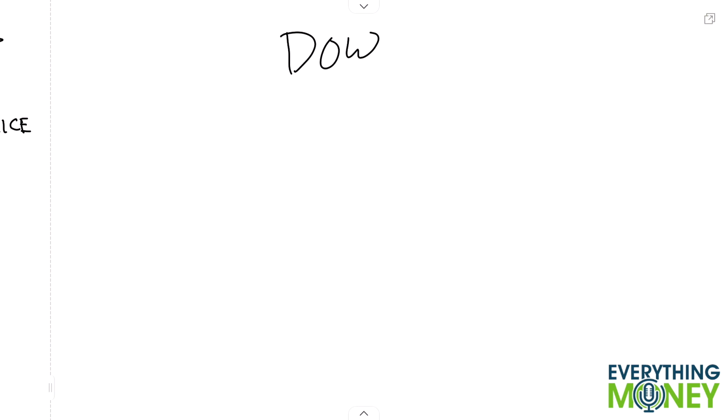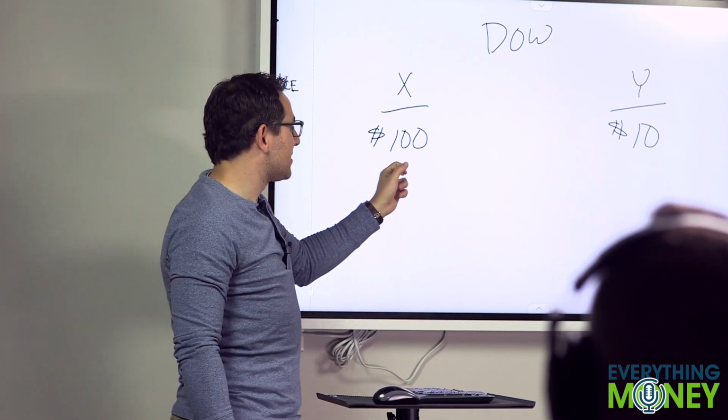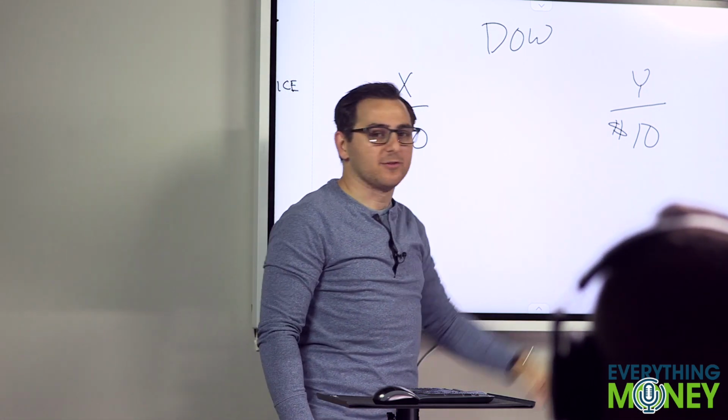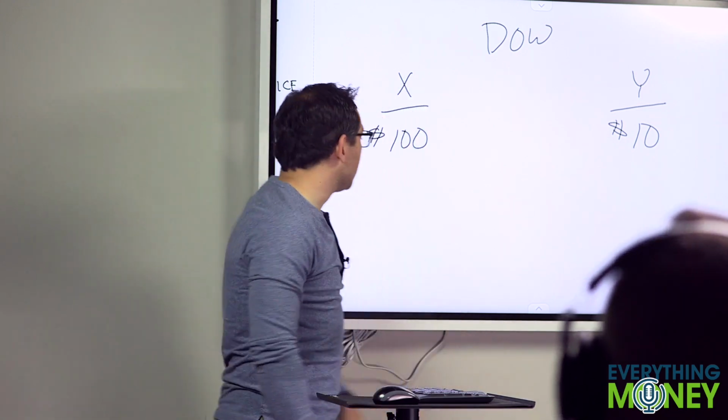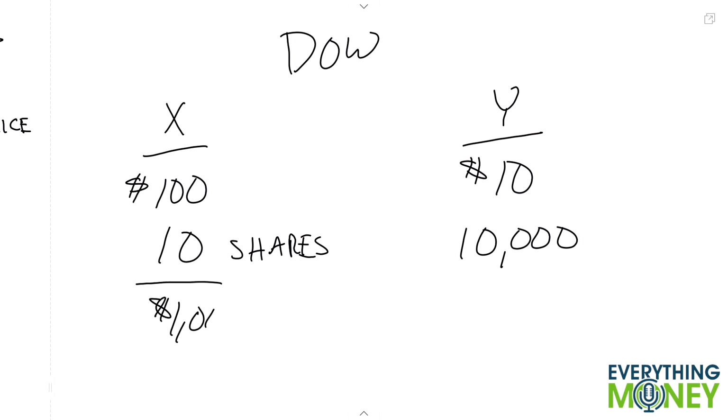so you have 30 companies. Let's say company X has a stock price of $100. Let's say company Y has a stock price of $10. According to the Dow Jones, X affects the Dow Jones 10 times more than Y. But company Y could be worth more money. Let's say company X has 10 shares, and company Y has 10,000 shares. Which one's worth more? X is worth $1,000, and Y is worth $100,000.